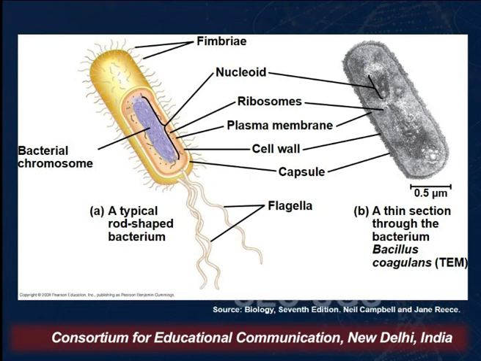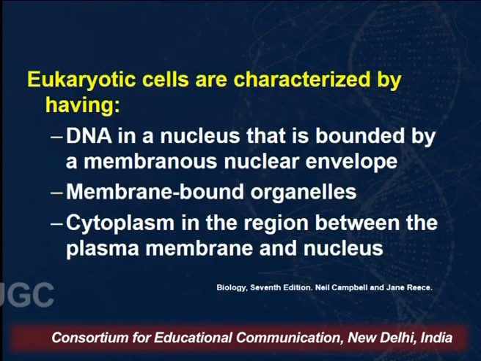We can see here the bacterial chromosomes, the flagella, and the outer plasma membrane, and the nucleoid, and the absence of any specialized organelles in these cells.